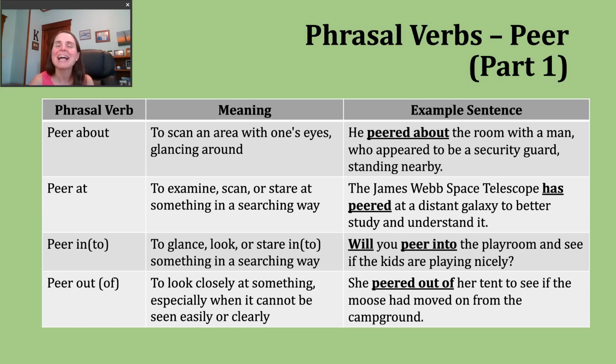Another phrasal verb you might encounter is to peer out or peer out of. This means to look closely at something, especially when it cannot be seen easily or maybe it cannot be seen clearly. An example of this: she peered out of her tent to see if the moose had moved on from the campground. Right? So here is someone trying to see, maybe like, is it safe to emerge or to come out of the tent? Right?